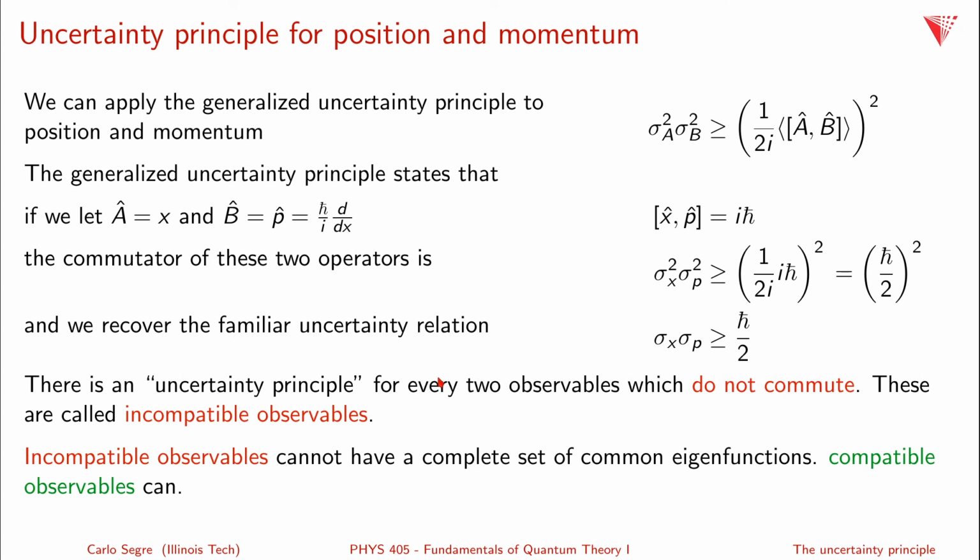Incompatible observables cannot have a complete set of common eigenfunctions. That's a postulate. But compatible observables can have a common set of eigenfunctions. And this becomes very important later on as we talk about compatible observables. We can always find a common set of eigenfunctions. And that's really important later on.